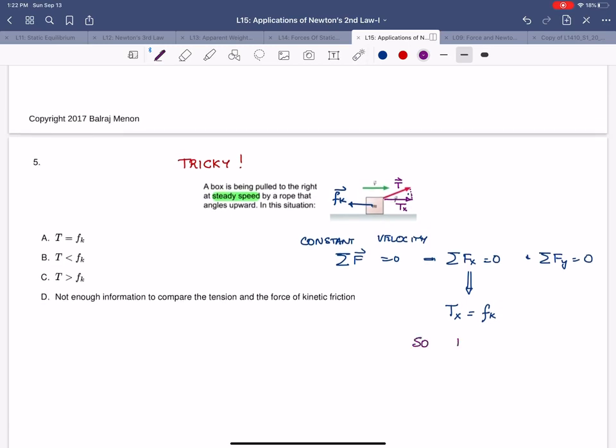Since it's only a component of the tension which has to equal the force of kinetic friction, the magnitude of the tension in this case has to be greater than the force of kinetic friction. So the answer here is T is greater than F sub K, because it's the x component of the tension which is equal to the force of kinetic friction. Just keep that in mind.